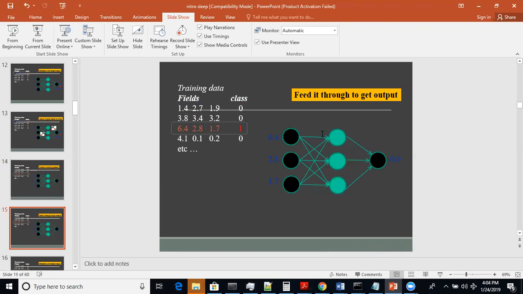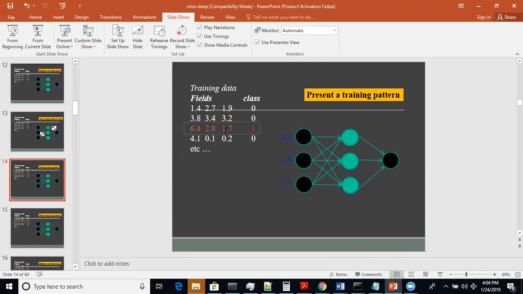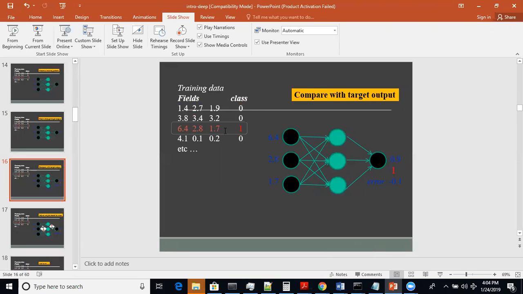So here again, let's say we feed it through to get the output for the second one. Let's say 1 is expected, but we are getting 0.9, so 1 minus 0.9 is the error. So to adjust for this error, what do we actually apply? I'll show you the diagram.